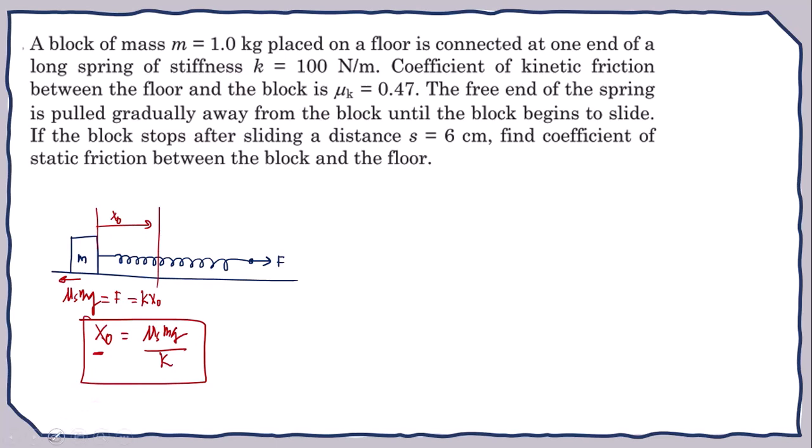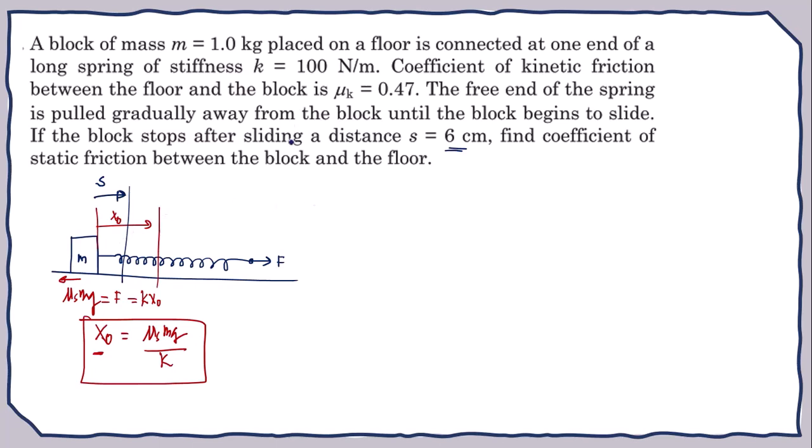Let us say in the second situation, it is also given that the block moves a distance s, which is 6 centimeters. s is the distance traveled by the block. In that process, the spring's extension changes from x naught to x naught minus s. Initially, the spring has x naught extension.